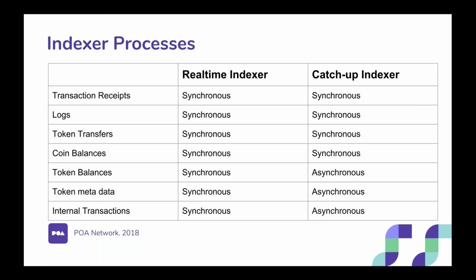Now for our Catchup Indexer, we wanted to do all the light calls synchronously, and all the heavy lifting we do asynchronously, so it doesn't hold up the Catchup Indexer from getting from the tip of the chain to the Genesis block. And we will fill in all the holes from any of the calls we might have missed along the way using our Catchup Indexer.